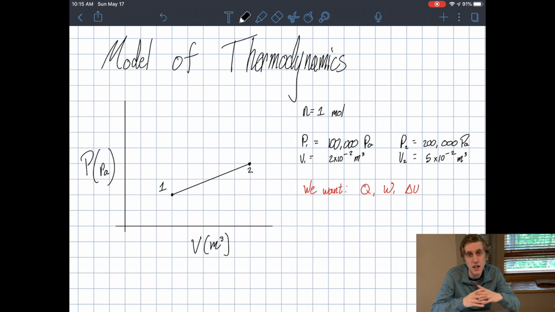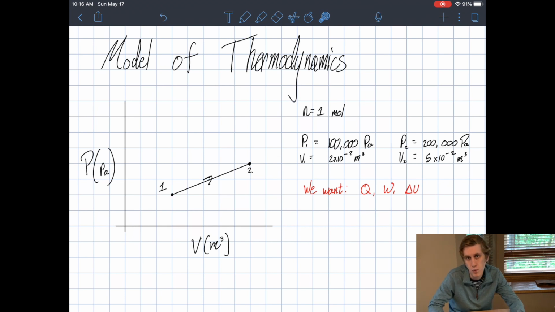Everybody, in this video we're going to use the model of thermodynamics to calculate some interesting quantities for some interesting processes. In this example we have a gas that's expanding. It starts at point 1 and then expands to point 2. We want to figure out three things: the heat that is transferred to or from the gas during the process, the work that is done on or by the gas during the process, and the change in internal energy for the gas.